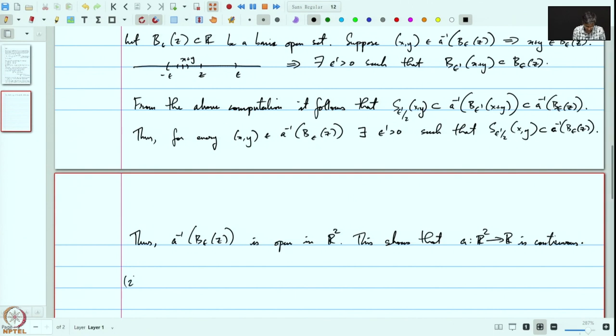So we prove the second part now. Once again, we start with a small computation. Let's start with a delta which is positive and less than 1. Suppose that (x', y') belongs to S_delta(x, y). So this is in R^2.